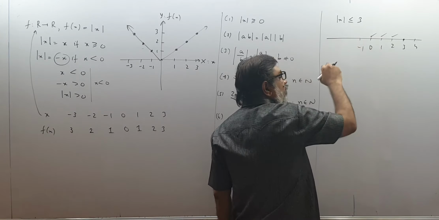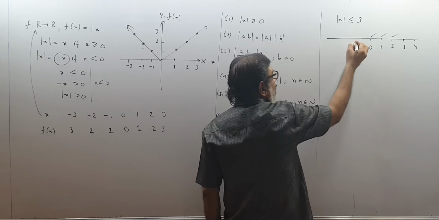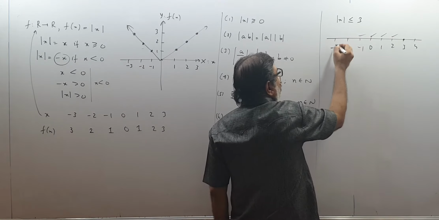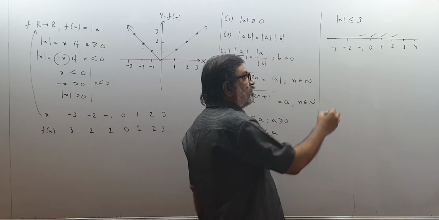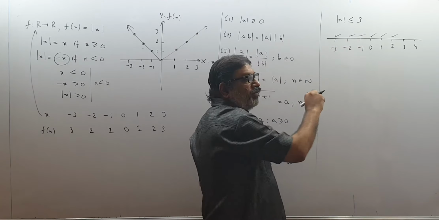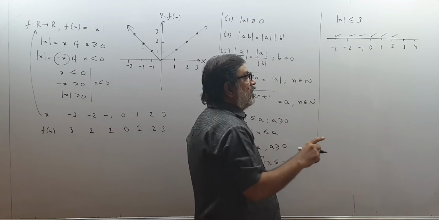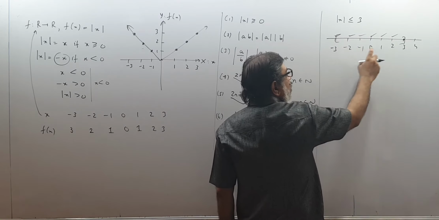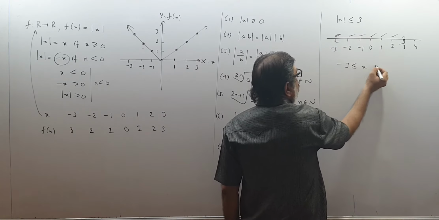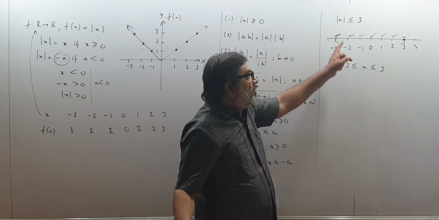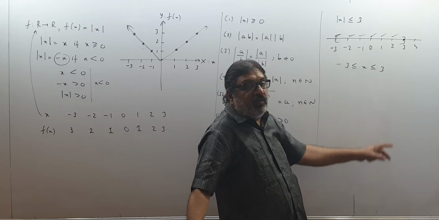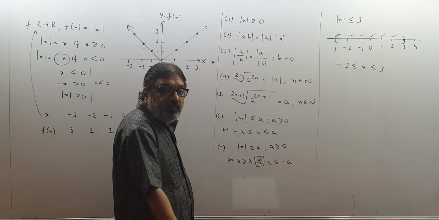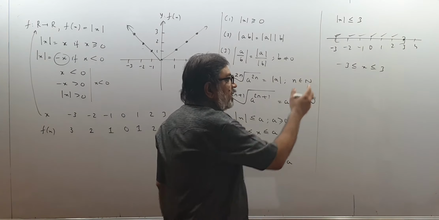What about minus 1? Minus 1 mod will be 1, less than 3. Yes, possible. What about minus 2? Mod of minus 2 is 2, less than 3, correct. What about minus 3? Mod will be 3, correct. What about mod of minus 4? That will be 4, not less than 3. So that means it can go from minus 3 to 3. So x is between minus 3 and 3. So I write minus 3 less than equal to x less than equal to 3. See, mod x less than equal to 3 means minus 3 less than equal to x less than equal to 3. Same over here: mod x less than equal to a means minus a less than equal to x less than equal to a. Okay? Then, like that you can try for other numbers.